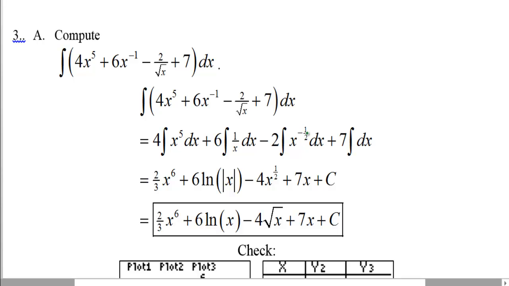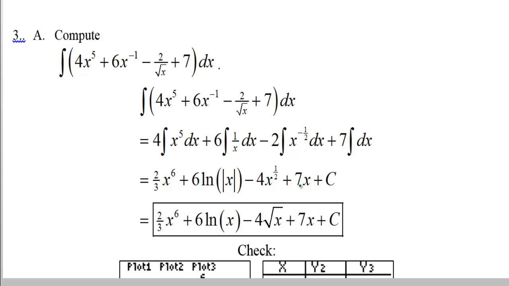And then this is the normal power rule. This goes up 1, 1/2, negative 1/2 plus 1 is positive 1/2. Multiply by the reciprocal, which would be 2, times that negative 2 is negative 4 right here. The antiderivative of dx is just x, and then we always have plus c.